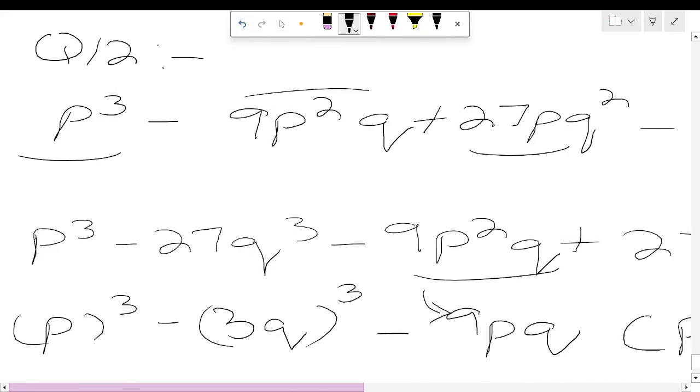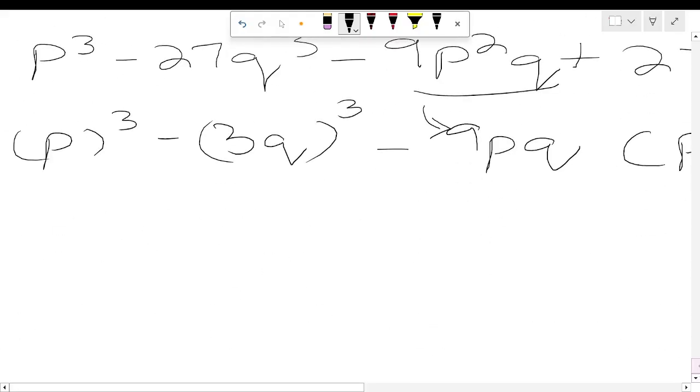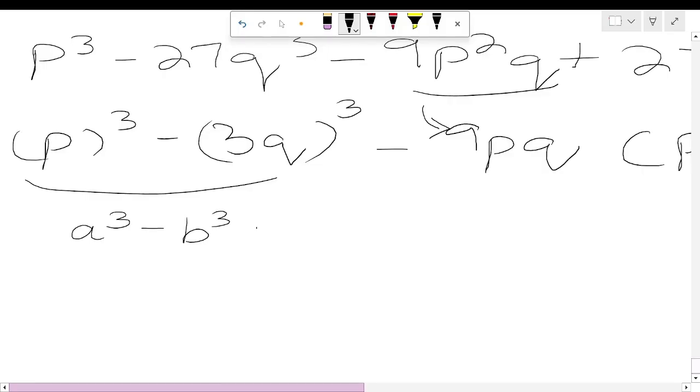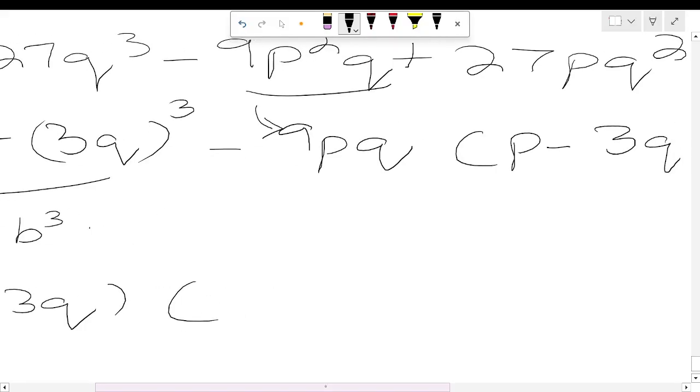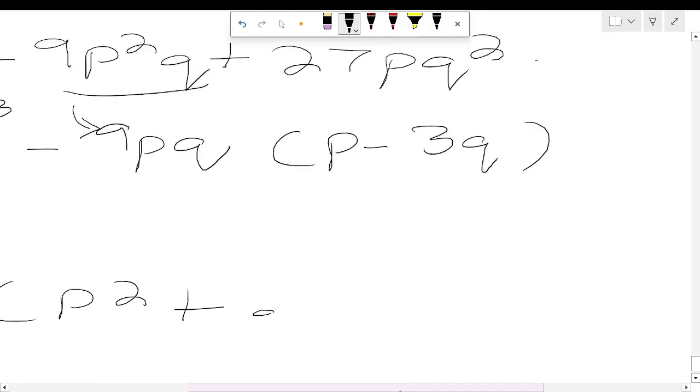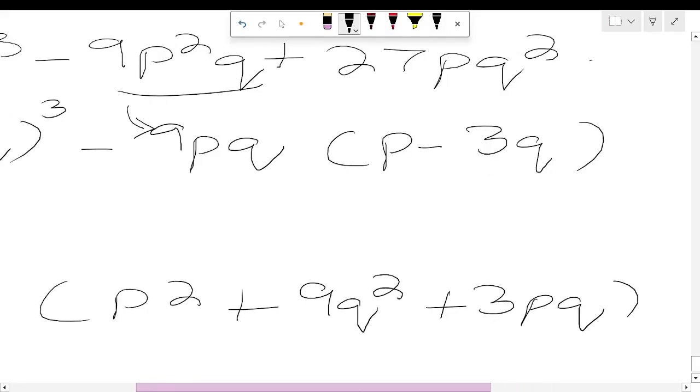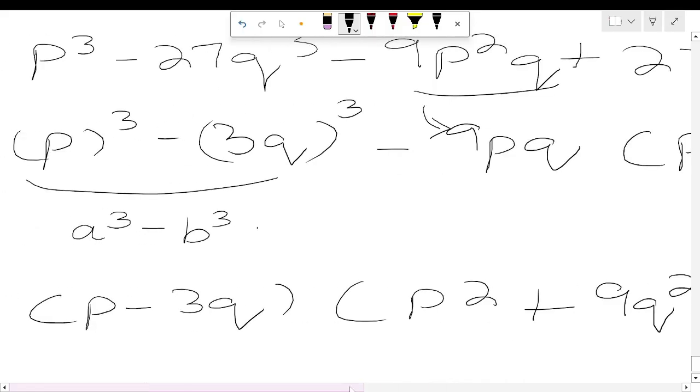Okay, so let's go below. Now we have p cube minus 3q whole cube. We will write this in the a cube minus b cube form and then further simplify it to see what the answer is. So I'll write p minus 3q, then I'll write p square plus 9q square. After that I'll write it's being added with 3pq. So this is the completed form of a cube minus b cube.